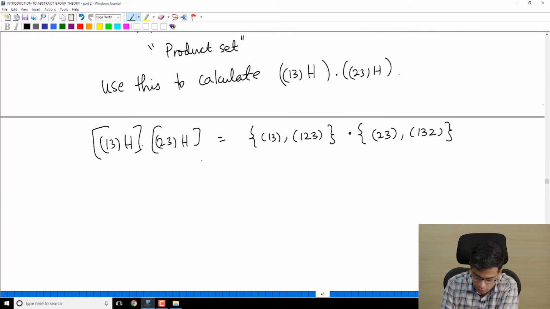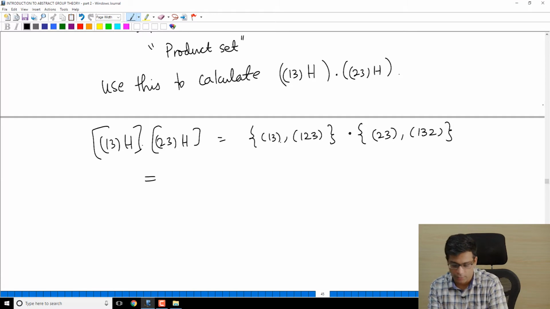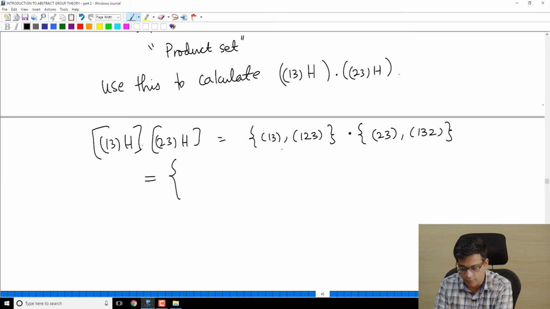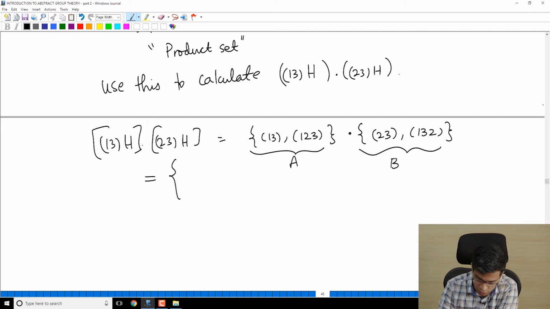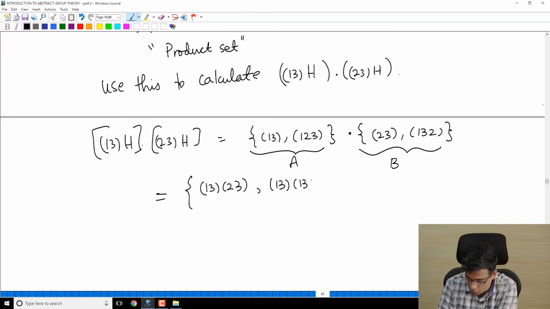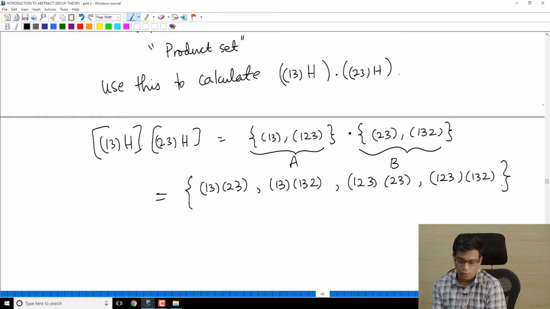So let's multiply them. What is this? You take an element from the first set; in my definition, I take this to be A, and this to be B. This becomes (1 3) times (2 3), (1 3) times (1 3 2), (1 2 3) times (2 3), and (1 2 3) times (1 3 2). Those are the four products we have.